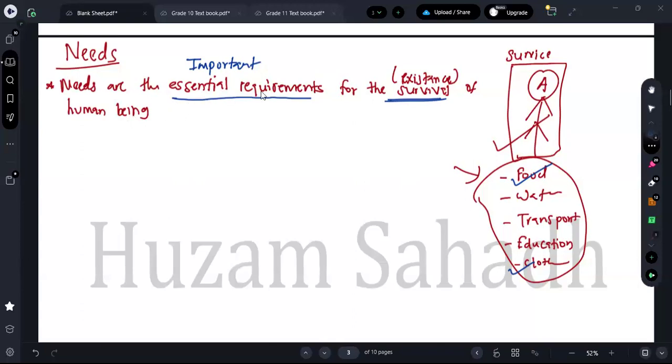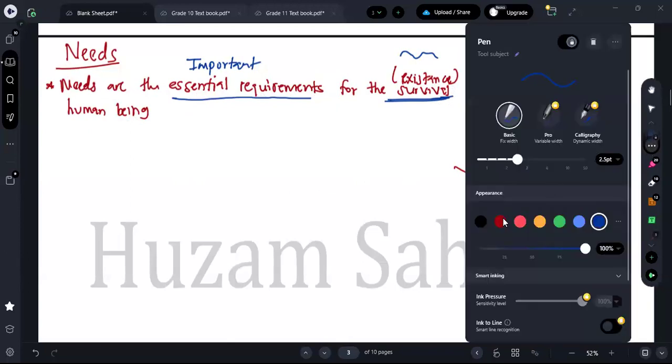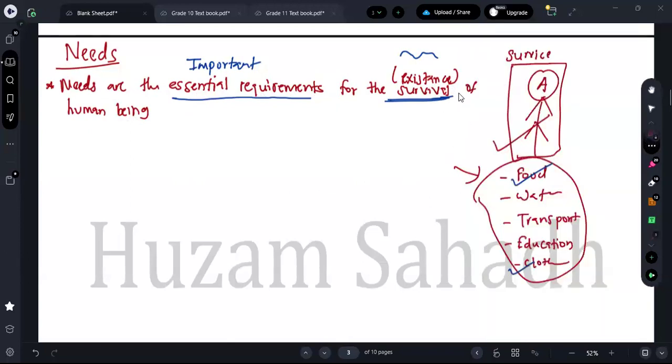So what is meant by needs? Needs are the essential requirements for survival. Why, guys? It is important for him to live. What is important for him to live is known as human needs. So simply, what can I say? Needs are the essential requirements for the survival of human beings. Or I can write it in a way like this: the essential requirement for the survival of human beings is known as needs. Now I can give you some examples.